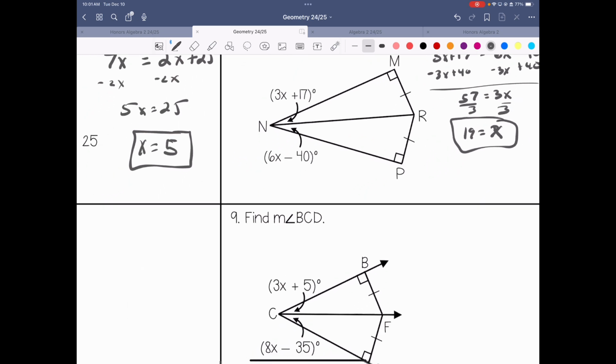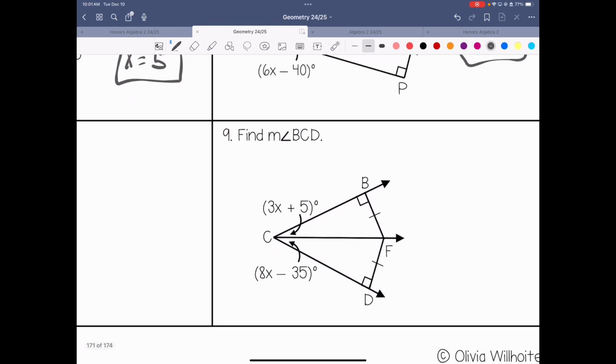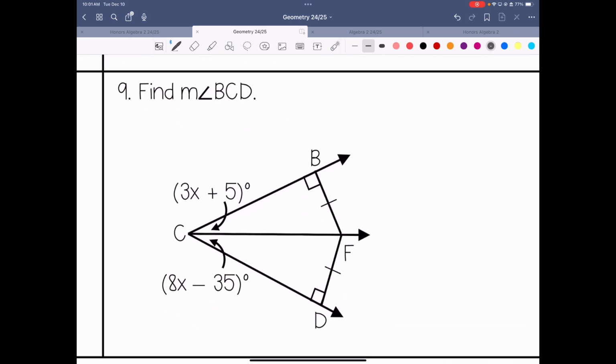All right, I'm going to have you try one more, and then we'll call it a day. So this wants you to find the measure of BCD. So it wants you to find the measure of this whole angle right there. Knowing that CF is a perpendicular bisector and that those two parts have to equal each other, find the value of x and then find the measure of that large angle. See if you can do that one, and we'll call it a day.